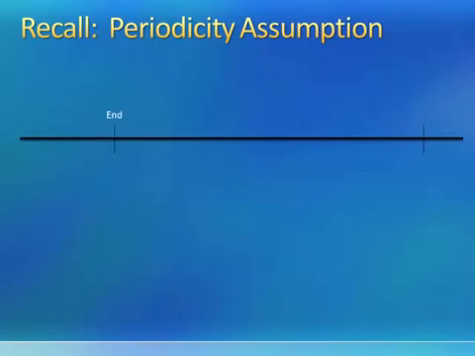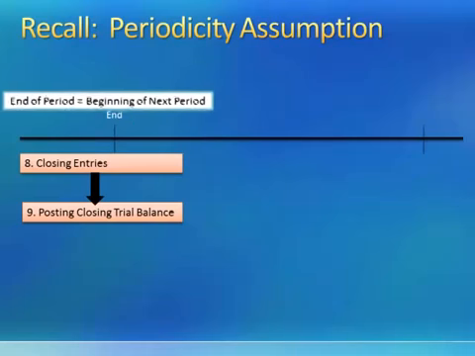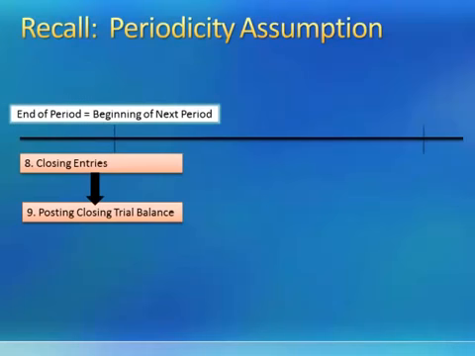But keep in mind that the end of the accounting period suddenly becomes the beginning of the next accounting period. So what we need to do to get ready for the beginning of the next accounting period is to prepare closing entries and a post-closing trial balance. The closing entries and the post-closing trial balance will be discussed in later modules. Once we've prepared our post-closing trial balance, then we're ready for the beginning of the next accounting period.